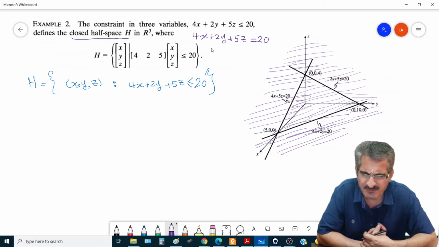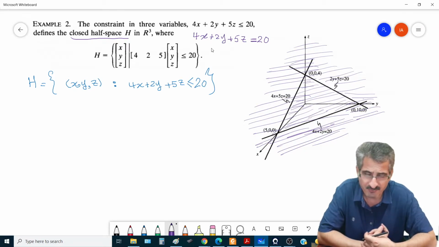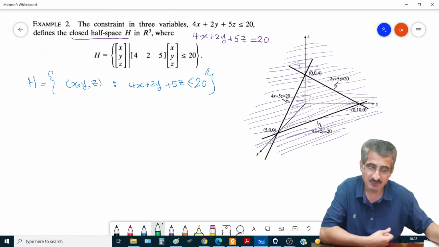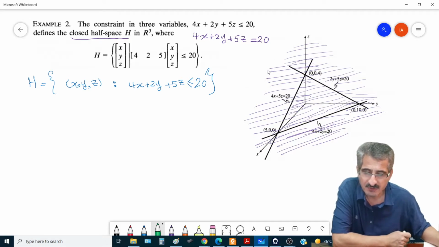How did we figure out the graph of the plane? It's easy. It is not easy almost to imagine, but it's easy for this one. Take the axes intercepts, which means make, for example, x equals 0 and y equals 0. Then we get here, right? That will give 5z equals 20. So that gives z equals 4.